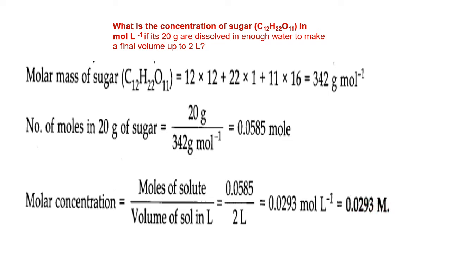This is the formula method. You can go by the classical method also. 1 mole in 1000 ml is 1 M. So you can go by the classical method or you can go by the formula method. Both are allowed.